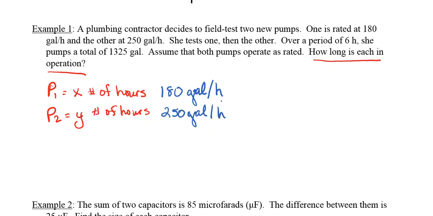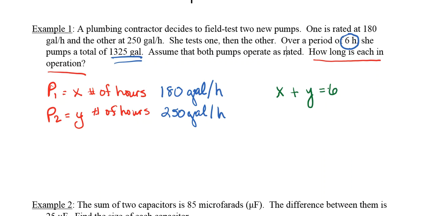Now the rest of the information talks about how long the 2 pumps went and how much water they pumped altogether. So they both worked for a total of 6 hours. So pump 1 worked X hours, pump 2 worked Y hours. Together they worked 6 hours. So there's my first equation.